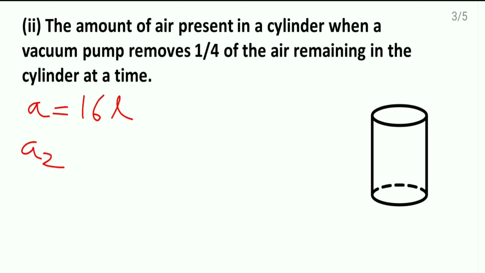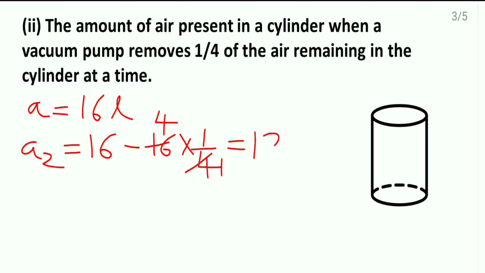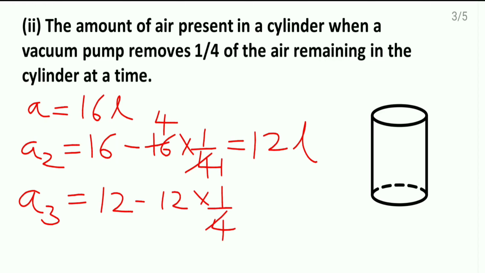So here for the second term I am writing 16 liters, already it is there, minus 1/4 of it we are removing. So 4 ones are 4, 4 fours are 16. So 16 minus 4 comes as 12 liters. Right? Now what they are saying, whatever air will remain in the cylinder, from that you are going to remove 1/4. Here we are having 12 liters now. So from 12 liters, once again 1/4 of the air we will remove, which comes as 4 ones are 4, 4 threes are 12. So 12 minus 3 comes as 9 liters.